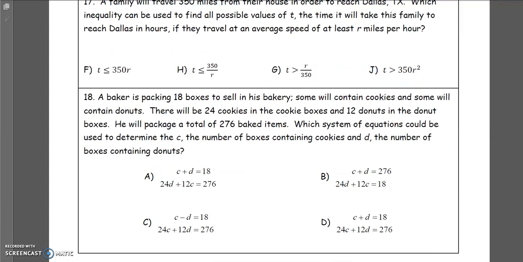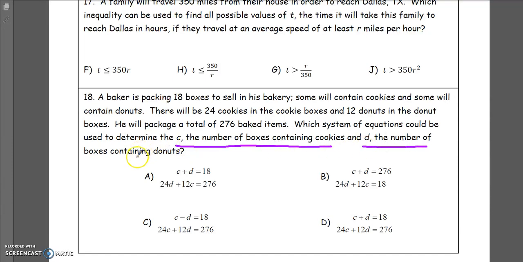Okay, and the last one is talking about a baker is packing 18 boxes to sell in his bakery. Some of the boxes will contain cookies and some will contain donuts. There will be 24 cookies in the cookie boxes and 12 donuts in the donut boxes. He will package a total of 276 baked items. Which system of equations could be used to determine C, the number of boxes containing cookies, and D, the number of boxes containing donuts? Okay, so we know that C is going to be the number of boxes of cookies.